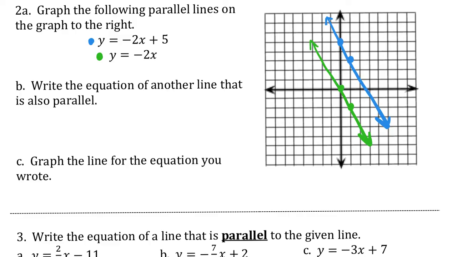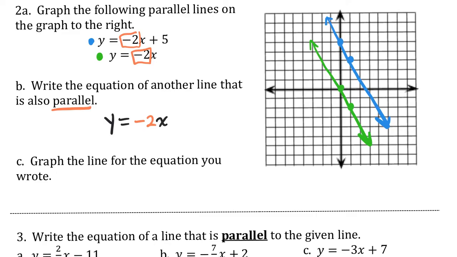Okay, now I want to write the equation of another line that's also parallel. If they're parallel, they have the same slope. So let's look at the slope. Well, this had a slope of -2. This had a slope of -2. So I just have to make sure this has a slope of -2. I'm going to put an x to show its slope.